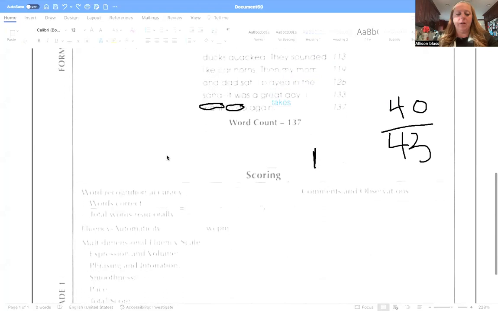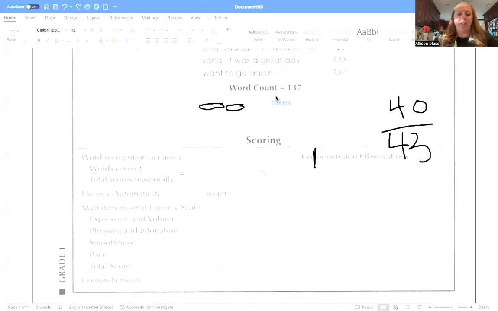Down here, that's where you're putting this. You're putting it here. So words correct, they had 40 correct words. And how many total words did they read out loud? How many words did they get up to? They got up to 43 words. Even though they skipped words, they got up to 43 words. So they got 40 out of 43 words.